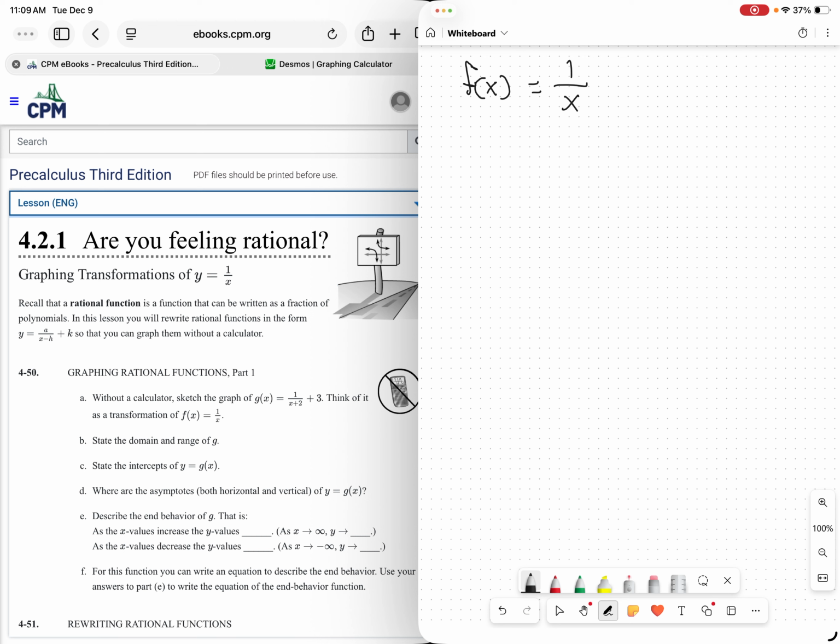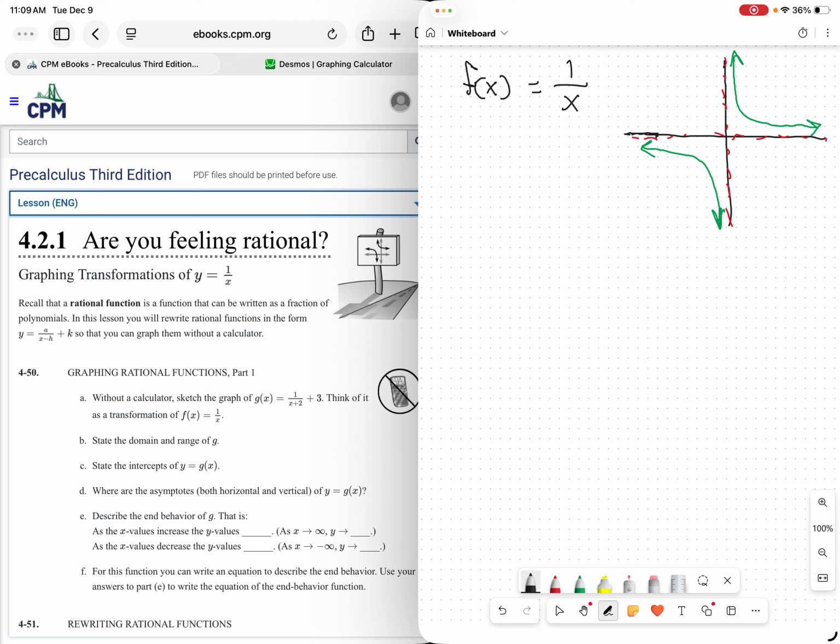Okay, so this graph has a vertical asymptote at 0 and a horizontal asymptote at 0. And the way this graph looks, any rational function graph is something similar to this. Okay, and so you're approaching those asymptotes, but you're not touching.